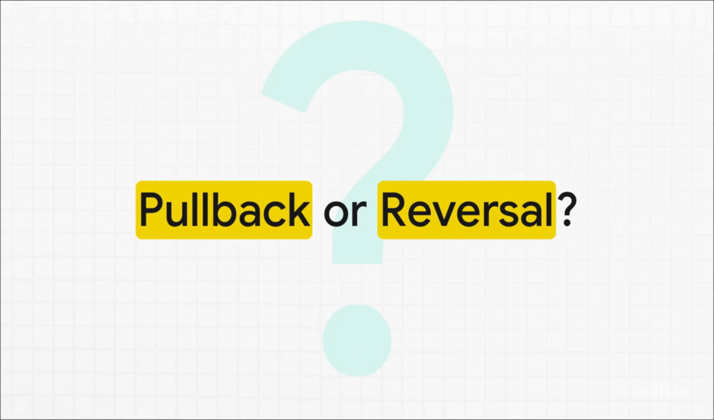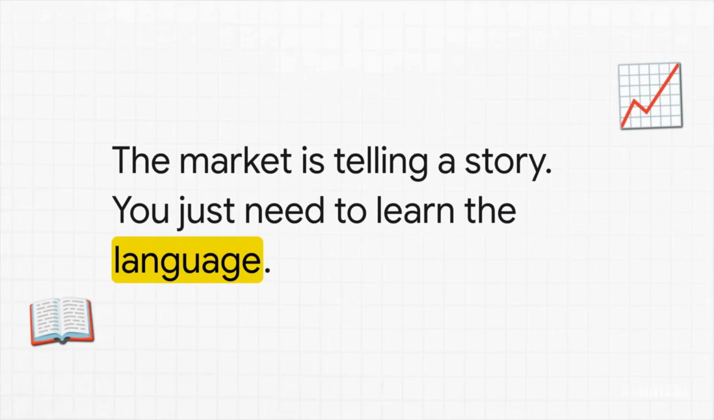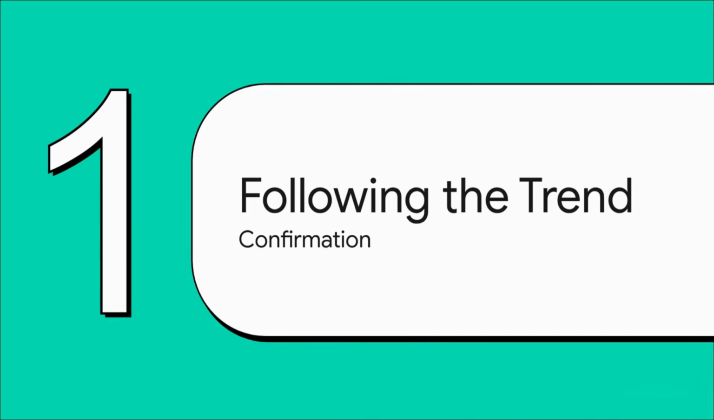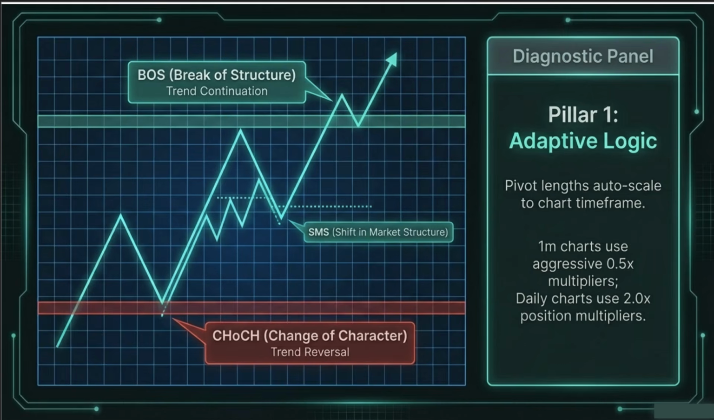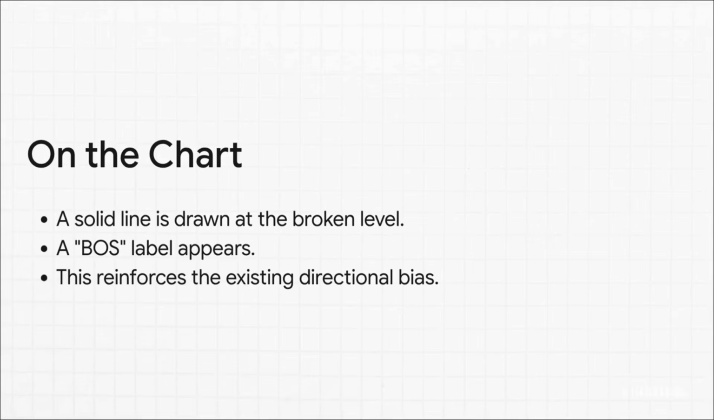The indicator tracks 3 types of structure events. The first is BOS, break of structure. This is a continuation signal. When price closes above a prior swing high in an uptrend, it confirms that buyers absorbed all the selling pressure at that level and pushed higher. On your chart, you will see a solid horizontal line and a BOS label.